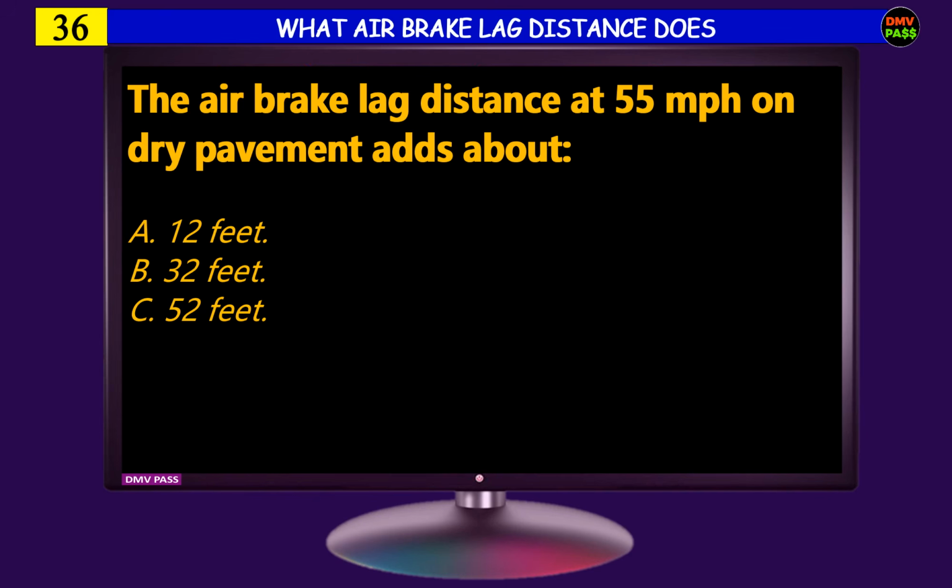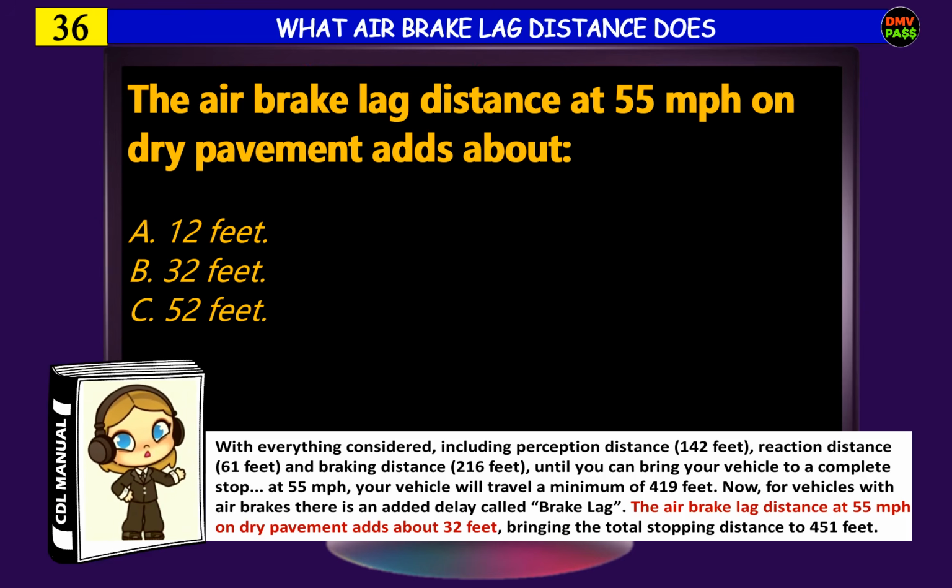36. The air brake lag distance at 55 miles per hour on dry pavement adds about A. 12 feet. B. 32 feet. C. 52 feet. With everything considered, including perception distance, 142 feet, reaction distance, 61 feet, and braking distance, 216 feet, until you can bring your vehicle to a complete stop. At 55 miles per hour, your vehicle will travel a minimum of 419 feet.